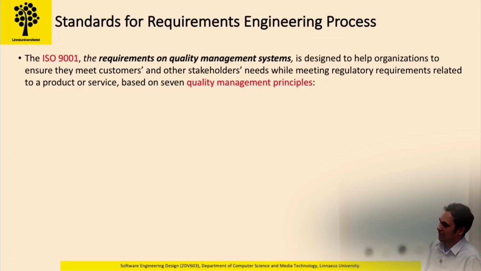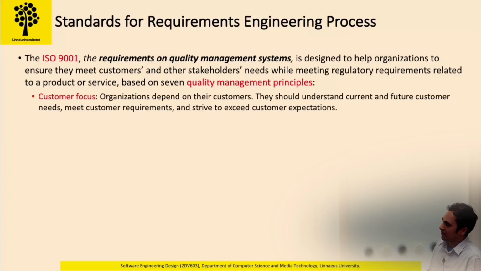For this, they've defined 7 quality management principles, or 7 good practices, basically, that if you follow them, you will end up with a good quality system. But this is not for software in particular. It can be applicable to any product.